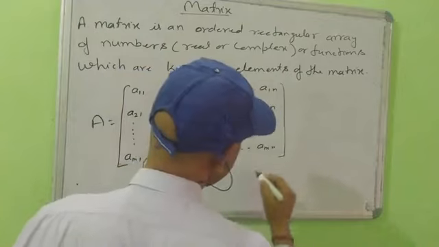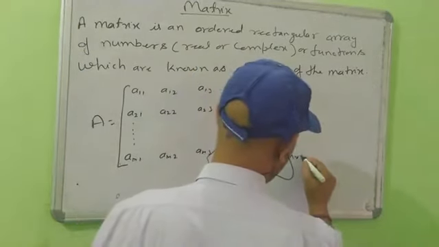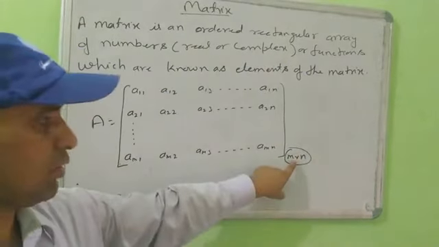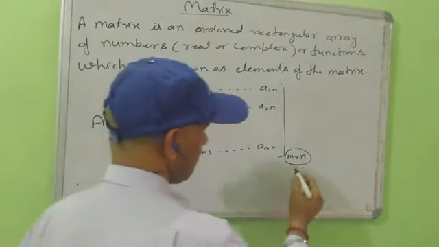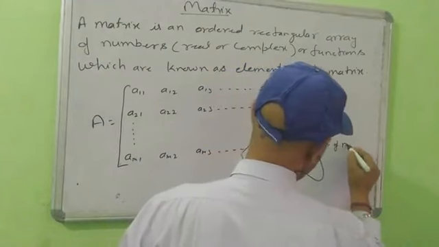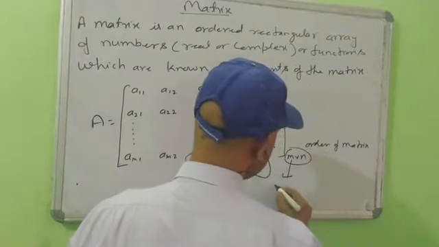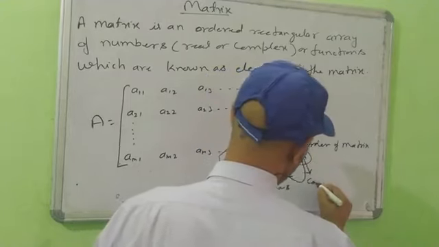Then you close the bracket and write m into n. The name of this symbol is the order of the matrix. So this is called the order. What is m here? m represents your rows and n represents your columns.